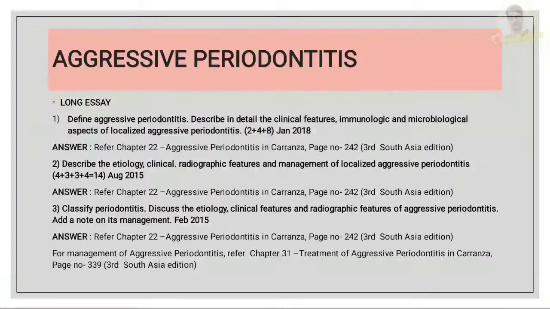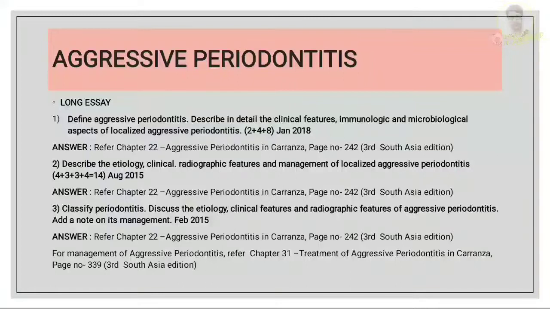Now coming to aggressive periodontitis, long essay, define aggressive periodontitis, describe in detail the clinical features, immunology and microbiologic aspect of localized aggressive periodontitis. And then the second question is, describe the etiology, clinical, radiographic feature and management of localized aggressive periodontitis. Third question, classify periodontitis, discuss the etiology, clinical features, radiographic features of aggressive periodontitis and write a note on its management. So for this question, you can find answer in chapter 22, aggressive periodontitis.